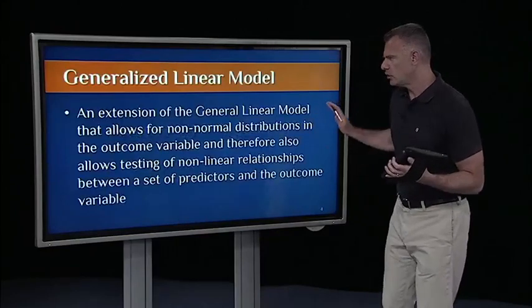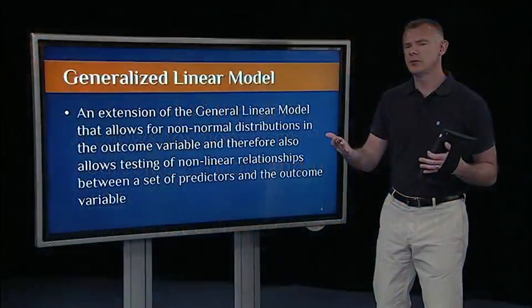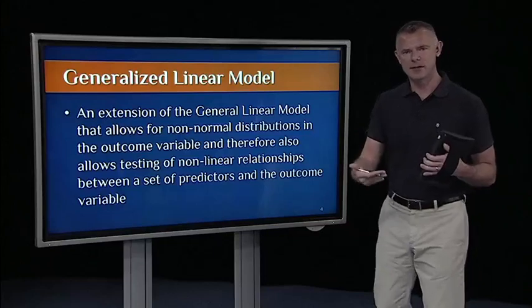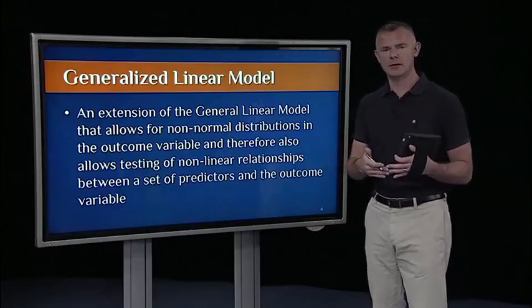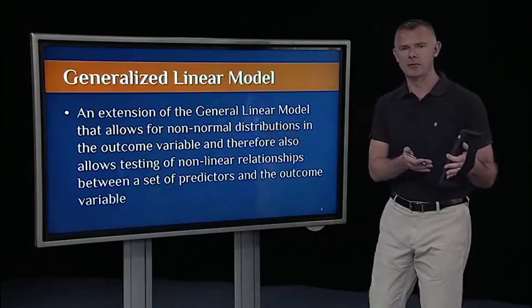To be clear, the generalized linear model is an extension of the general linear model, which we covered back in lecture 12. It allows for non-normal distributions in the outcome variable, which then allows us to test for non-linear relationships between a set of predictors and that outcome variable.